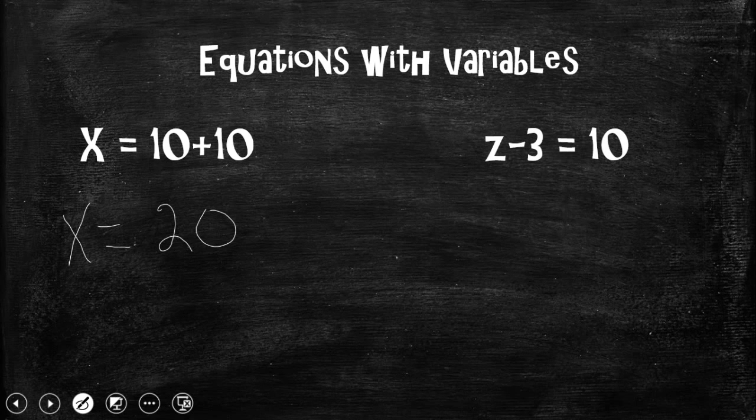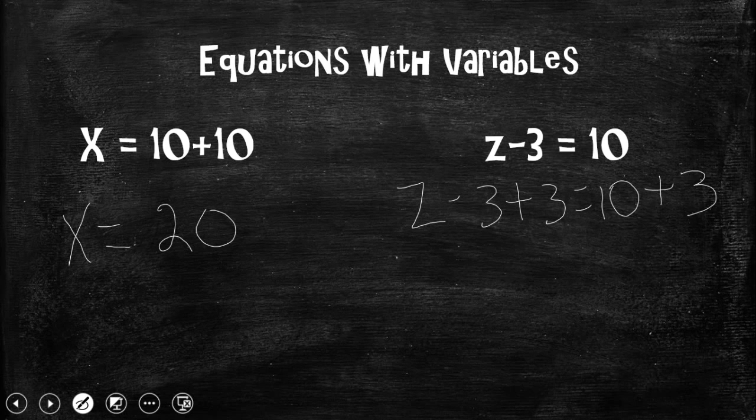Z minus 3 is equal to 10. Okay, like Rob told us, we need to get the variable, in this case the Z, by itself. And how do we do that? Well, in order to get rid of the 3 on the left side, we need to add a 3. But then to balance things out, we'll have to add a 3 to the other side, to the right side. So we will say Z minus 3 plus 3 is equal to 10. And remember, we have to add the 3 on the other side, plus 3.